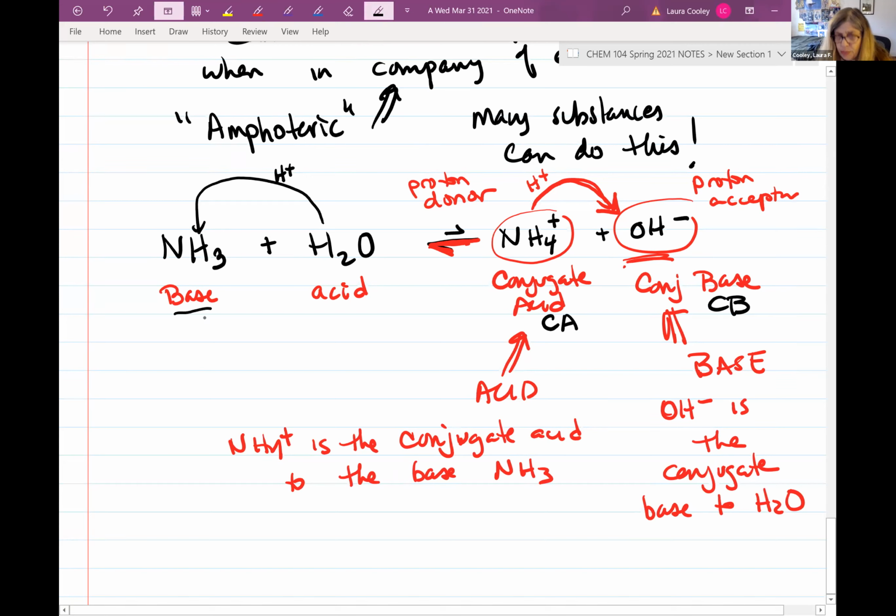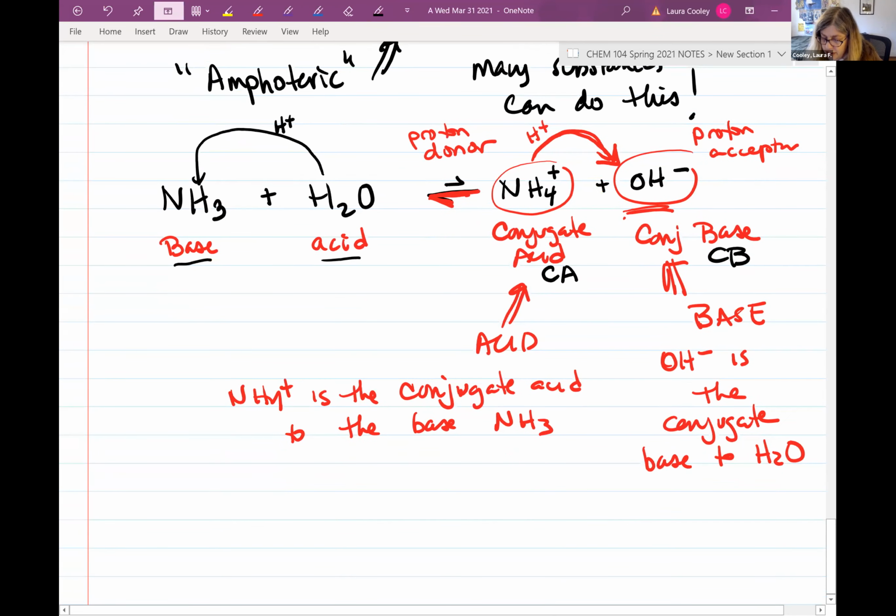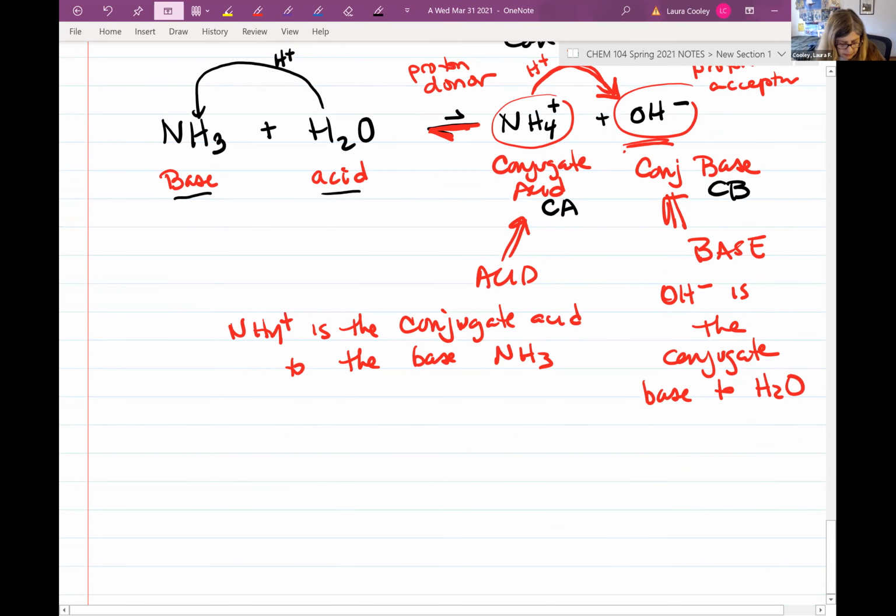So here we have the base ammonia reacting with water, which is acting as an acid, and a little bit of the forward reaction. But the backward reaction, which is even more important, is another acid-base reaction. The acid is ammonium, which is what we call the conjugate acid to ammonia. And the base is hydroxide, which is the conjugate base to water. And so we come up with this idea of conjugate acid-base pairs.